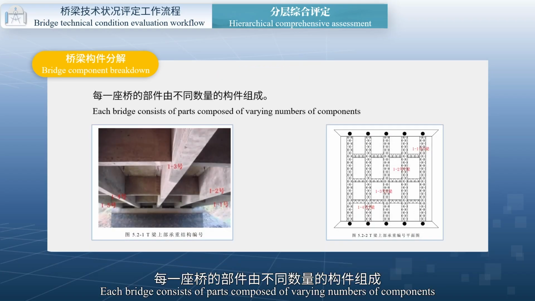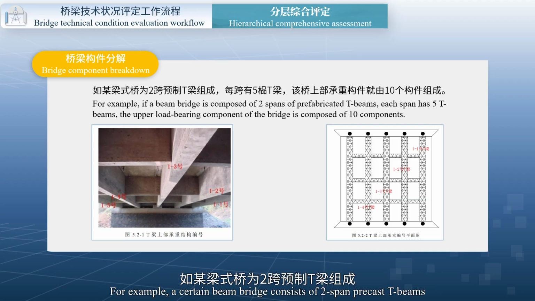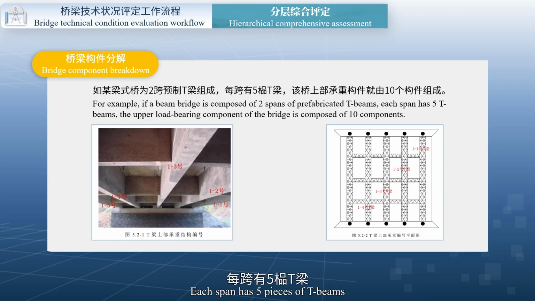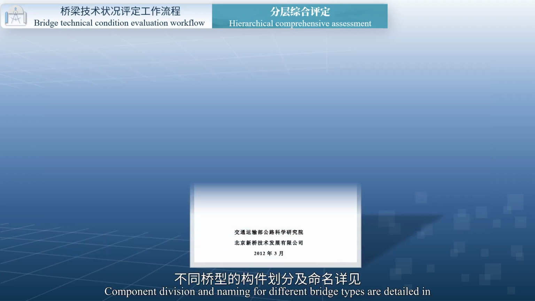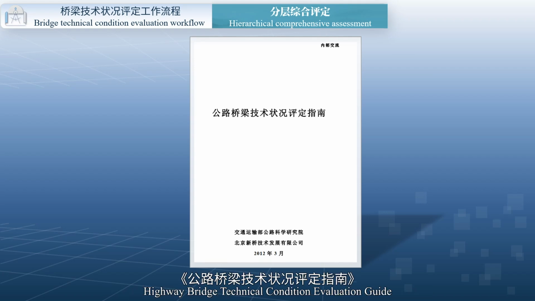Each bridge consists of parts composed of varying numbers of components. For example, a certain beam bridge consists of 2-span precast T-beams. Each span has 5 pieces of T-beams. The superstructure bearing components of this bridge consist of 10 components, 10 T-beams. Component division and naming for different bridge types are detailed in Highway Bridge Technical Condition Evaluation Guide.